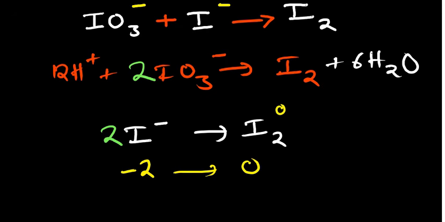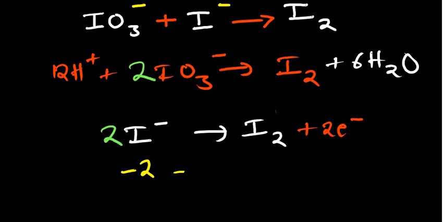We use OIL RIG to remember that. Oil: oxidation is loss, and Rig: reduction is gain of electrons. In this case, the increase in our oxidation number is oxidation, so this is going to be loss of electrons. How many electrons were lost? We lost 2 electrons for this to be an oxidation reaction.